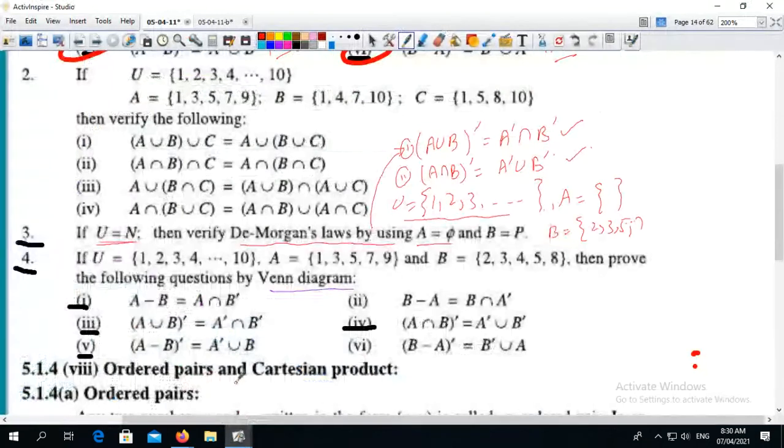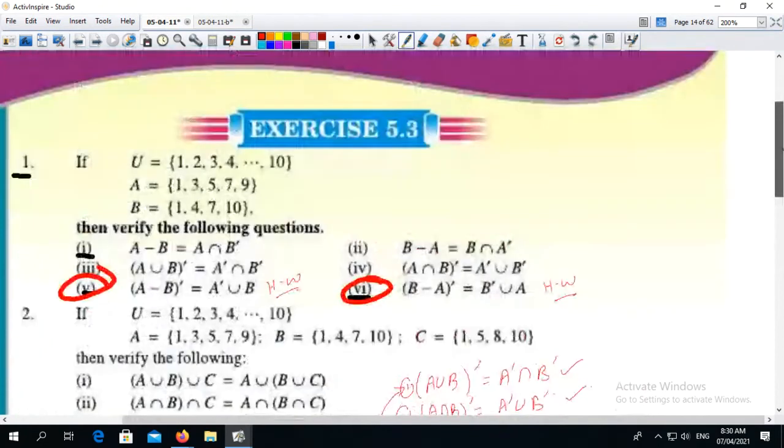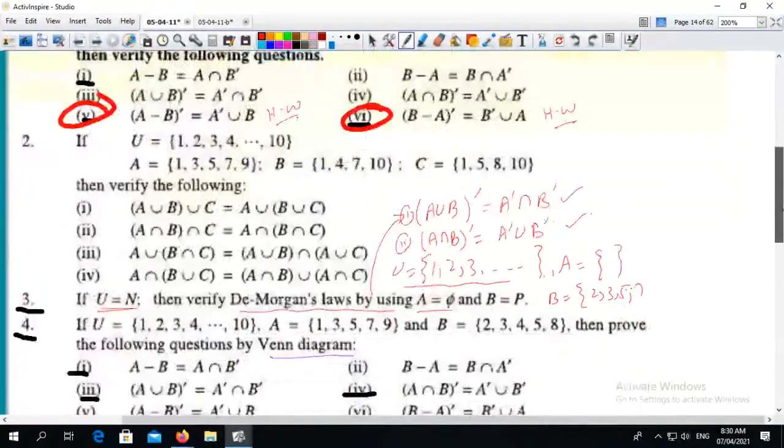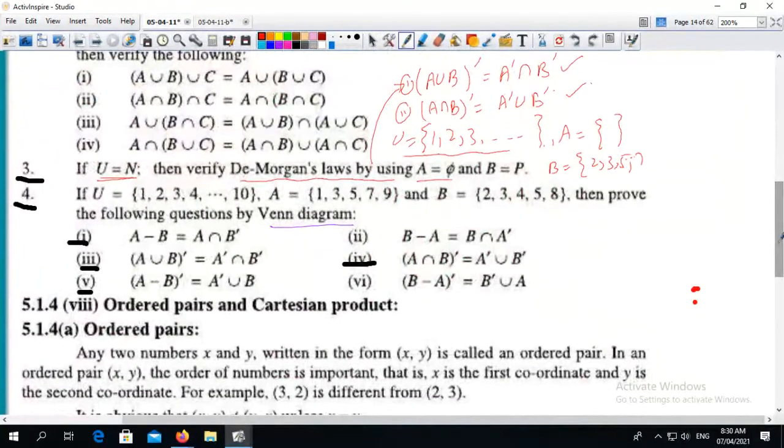Let me start our lecture. Last time we discussed exercise 5.3 question number 1. According to the short syllabus, we have to solve question number 3.